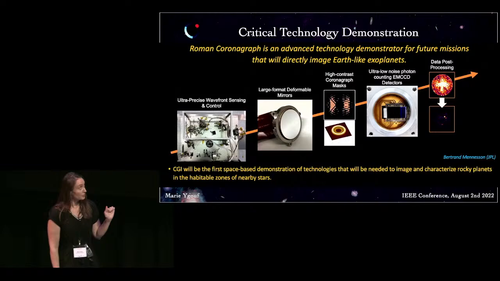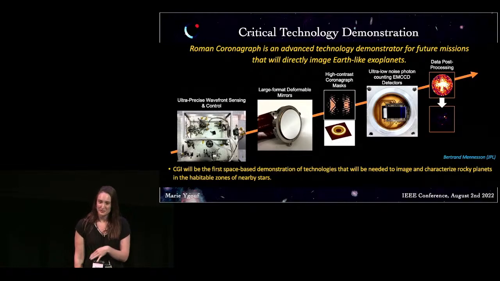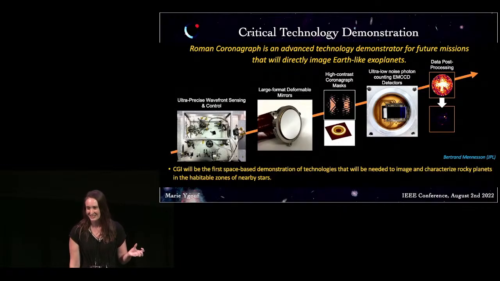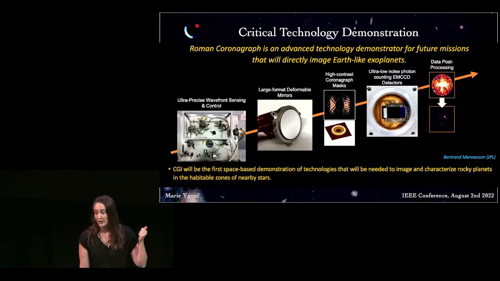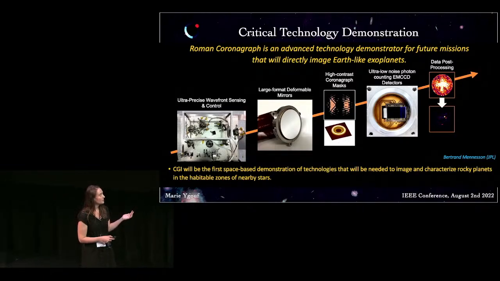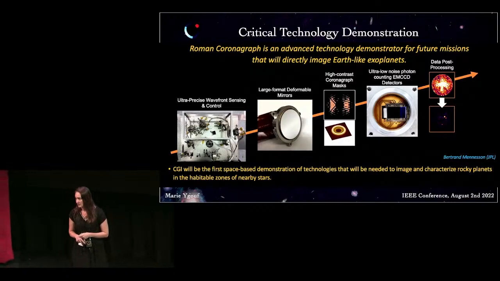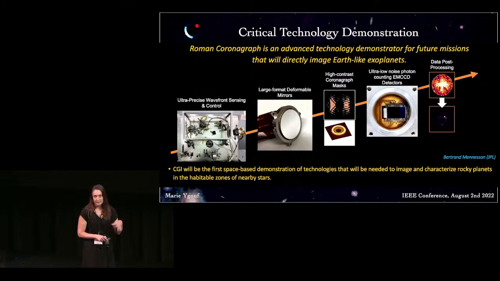So the Roman coronagraph has been built from lessons learned from both ground-based and space-based coronagraph instruments, and will also demonstrate for the first time some technologies that have never been demonstrated in space, such as, for example, the deformable mirrors that I was explaining just before, to remove the residual starlight, and also the use of EMCCD detectors, that is very useful for their photon counting mode to be able to detect very faint signals.